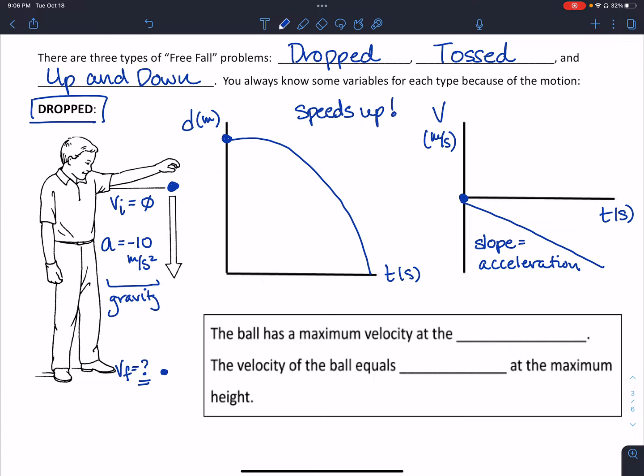All right, so anytime that you deal with a problem where you're dropping an object, the ball has maximum velocity at the bottom of the motion. Now, this is not after it's hit the ground. This is right before it hits the ground. And then the velocity of the ball equals 0 at the maximum height at which the object is held. All right, so that's dropped.